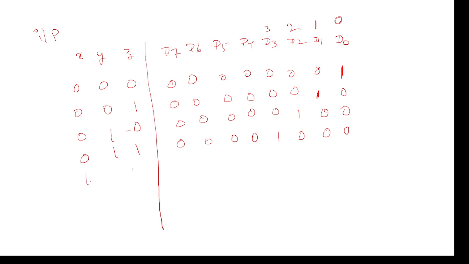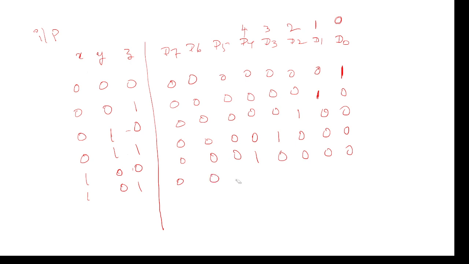Again 1, 0, 0 has the decimal equivalent 4. Then the fourth position D4 should be activated, 1, and the remaining should all be zeros. And the next, 1, 0, 1, means it is 5. The decimal equivalent is 5.